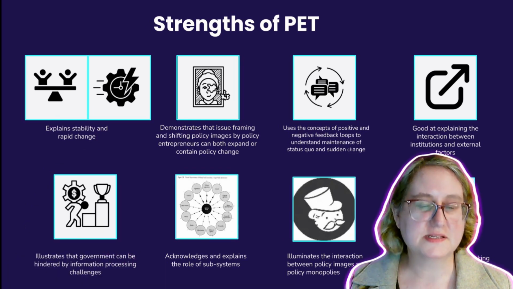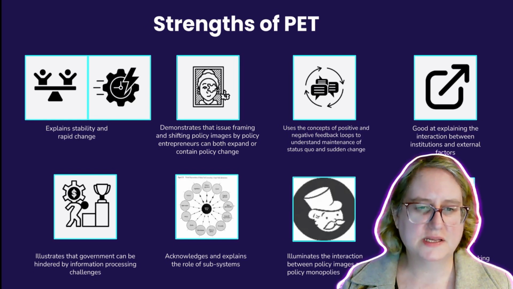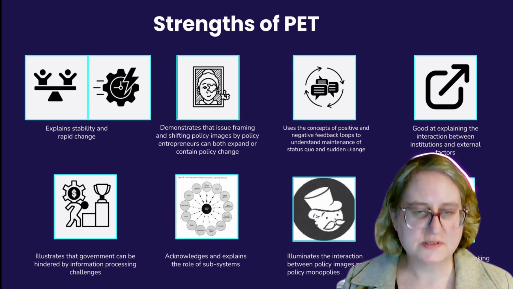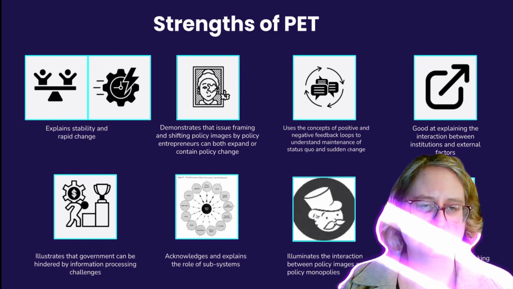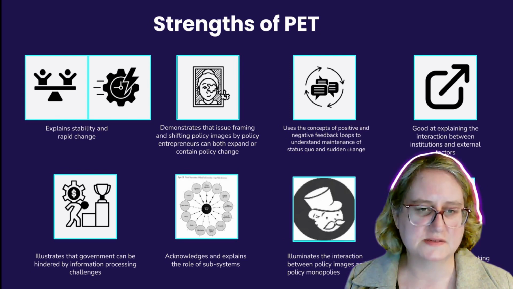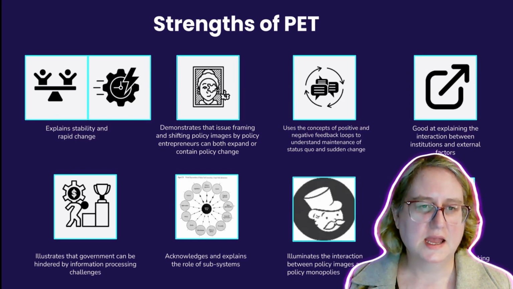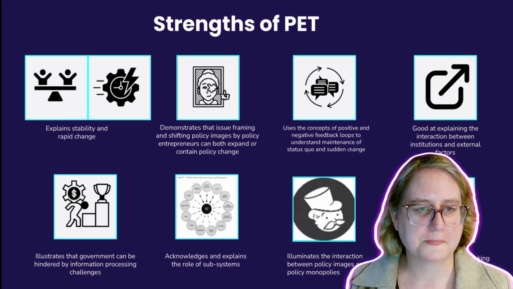It also illustrates that governments can be hindered by information processing challenges. PET illuminates understandings of how governments process information. In this theory, attention matters. Policy making is often understood as a rational process whereby actors in governments gather all the information and make linear policy decisions in response to this information. PET demonstrates that government attention is scarce and governments often need to deal with multiple issues and information in parallel.